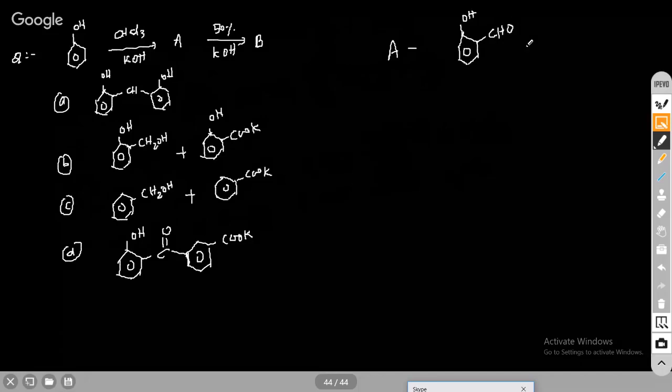And when this aldehyde goes under 50% KOH solution, this reaction we call the Cannizzaro reaction. For Cannizzaro reaction, oxidation and reduction take place. It is a disproportionation reaction. This CHO will get oxidized first and then will get reduced also. So one product will be CH2OH here, other will be the salt of this, COOK. So product will be this.